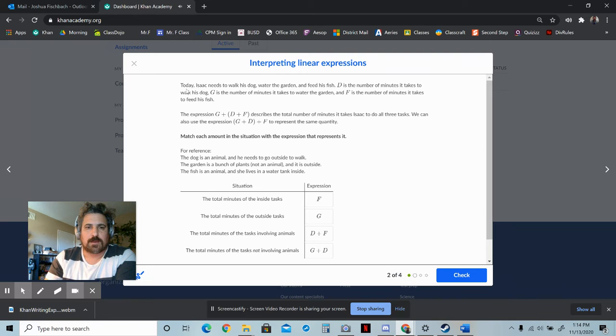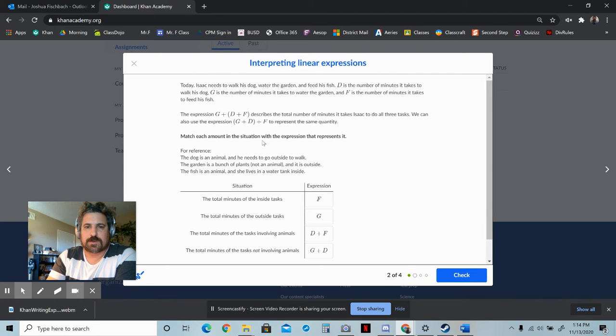Okay, the next one. Today, Isaac needs to walk his dog, water the garden, and feed the fish. D is the number of minutes it takes to walk his dog. G is the number of minutes it takes to water the garden. And F is the number of minutes it takes to feed his fish. The expression G plus the quantity of D plus F describes the total number of minutes it takes Isaac to do all three tasks. We can also use the expression the quantity of G plus D plus F to represent the same quantity. Basically, all they did is they moved the parentheses. It's all addition. So this is the associative property of addition.